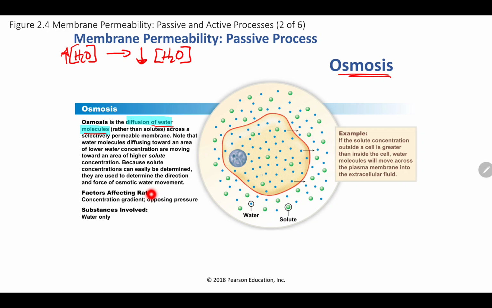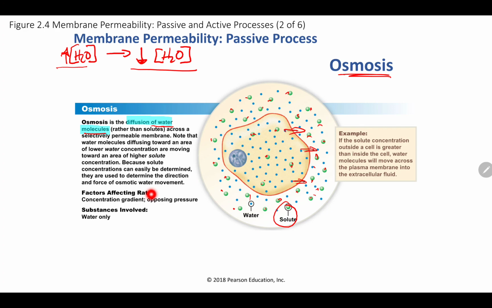But notice in this example that water is going to move out of the cell. There's a high concentration of water inside the cell, and there's a low concentration of water outside the cell. But let's look at the solute concentration. There's a low concentration of solute inside the cell, but there's a high concentration of solute outside the cell. So, in other words, osmosis is the diffusion of water from an area of high water concentration to an area of low water concentration.